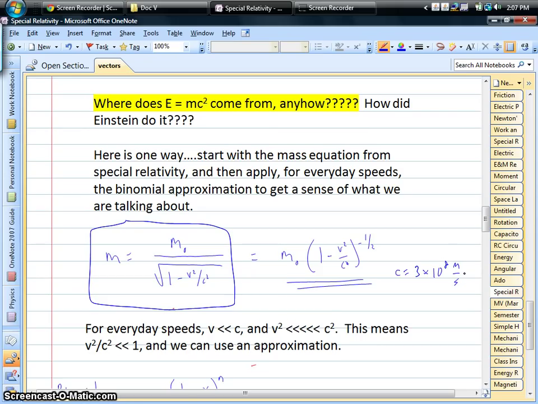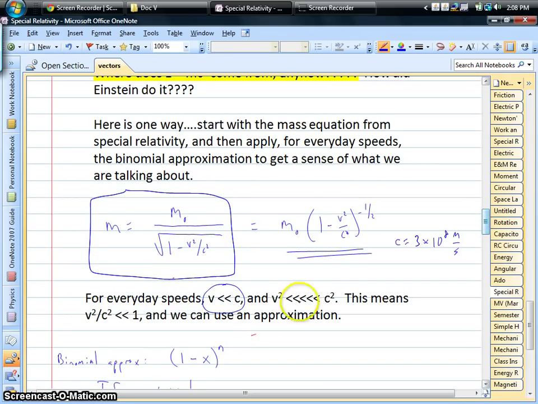Now, the way I'm going to approach this is to think about an approximation. Think about everyday speeds. Okay, think about a car moving at 30 miles an hour, or you walking, or a plane flying at a few hundred miles per hour, whatever, just everyday speeds. Obviously, that's a whole lot slower than light. So we're in this limit here that I just circled, where your speed, the v, is a whole lot smaller than c. When you square these numbers, that means that v squared is a whole lot smaller than c squared.